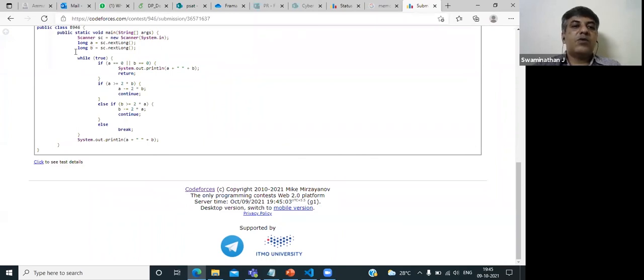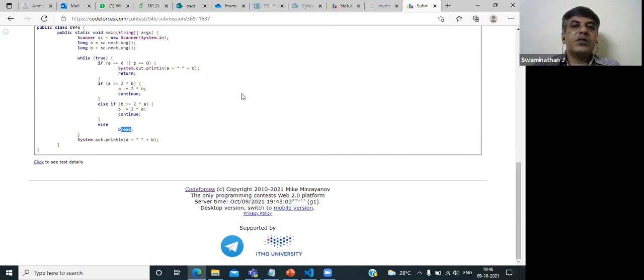Okay, so what you are going to do is run a loop forever, and then you will break out whenever needed. If A equals 0 or B equals 0, then you are exiting. If A is greater than or equal to 2 into B, then you will subtract, A minus 2 into B. Otherwise, you will do B minus 2 into A. If none of it holds, then you will break, and then you will output A and B. Okay, so this is the end of the process.